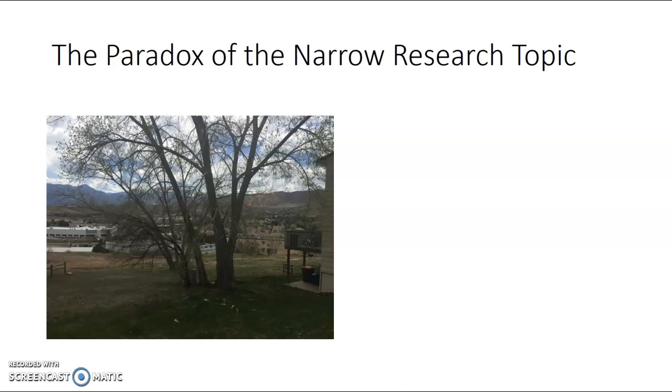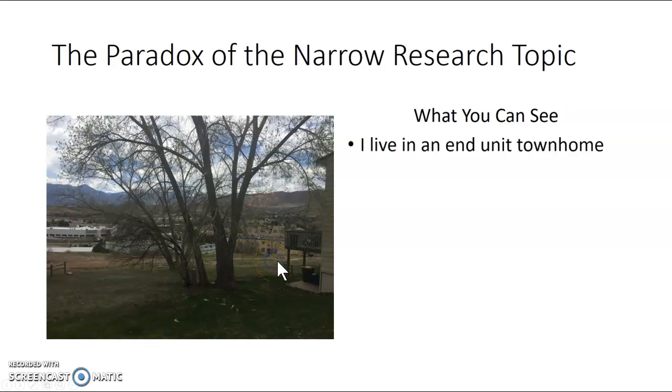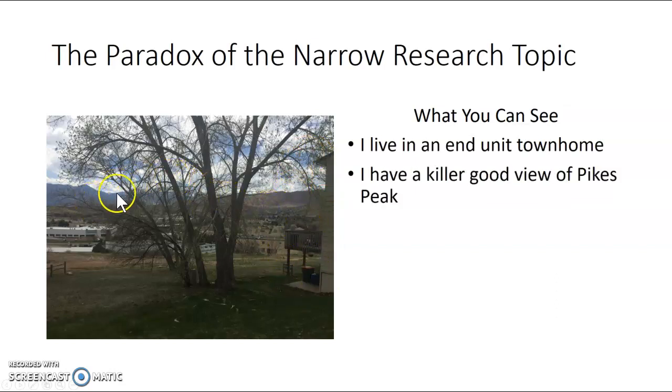Now, this is my backyard. There's a lot that we can see when we look at my backyard. I think it's a lovely backyard, kind of idyllic this afternoon. And some of the things that you can see are that I live in an end unit townhome. You can see that I have a killer good view of Pikes Peak back here. And you can see that I have hammock trees. I love my hammock trees, and they're a big part of the reason that I ended up living here.